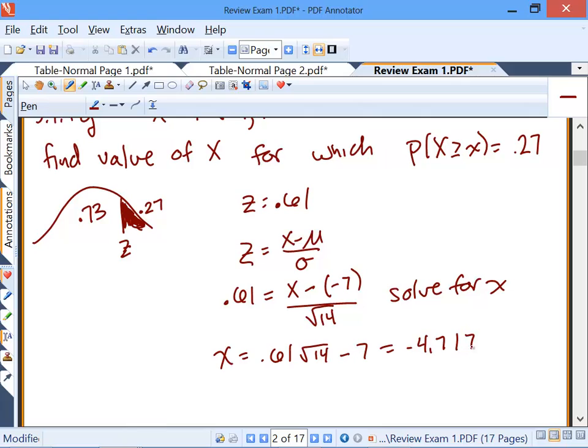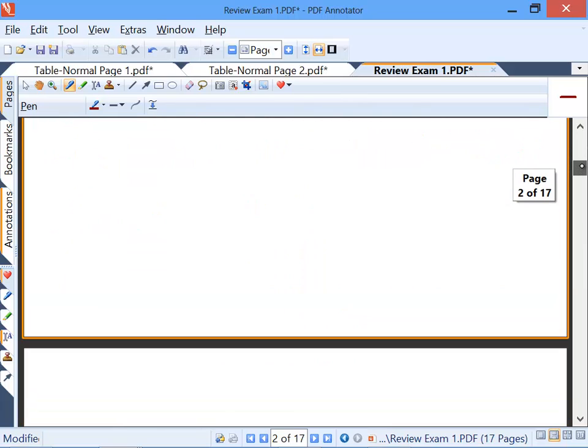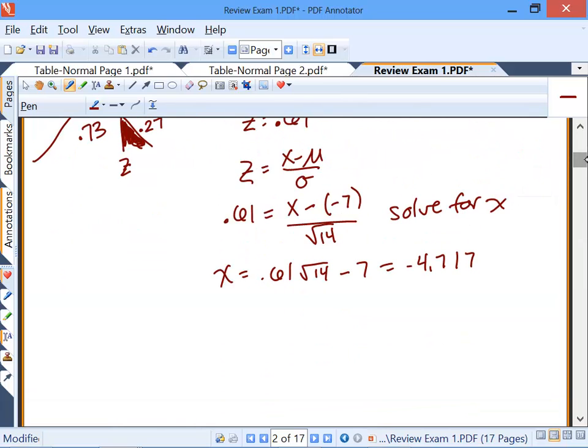Okay. And the book technically has negative 4.7071. Why is it just a little bit different? Because when we looked it up, we couldn't find 0.73 on the table exactly. But they used the computer, so they got a more precise z value, and they then got a more precise x value. But since we can't give you computers for the exams, we get to learn how to use tables in class. That's the only reason we still use tables, I think.